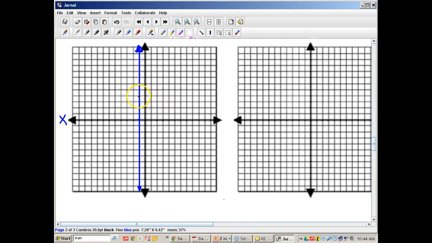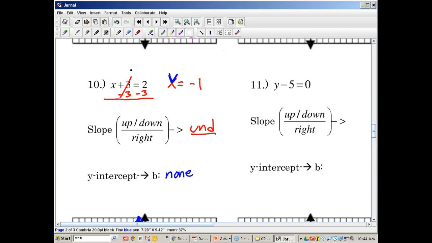And if you remember from before, it's not a function. A vertical line goes through 2 points. It's not a function. So everything's different when there's no y involved. Whereas in 11, there is a y involved. It's just y equals 5.